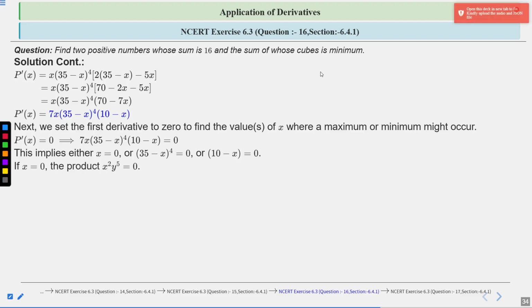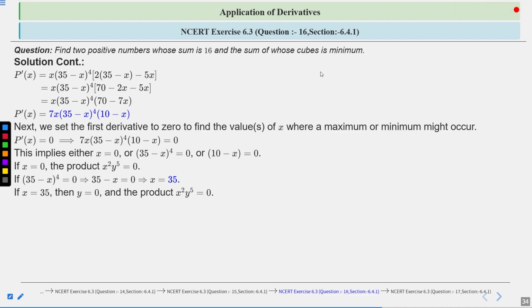So if x equal to 0, the product x square y to the power 5 is equal to 0. Now if (35 minus x) to the power 4 is equal to 0, we can say that 35 minus x equal to 0. This implies x equal to 35. If x equal to 35, then y equal to 0 and the product x square y to the power 5 is equal to 0. If 10 minus x equal to 0, then x is equal to 10.